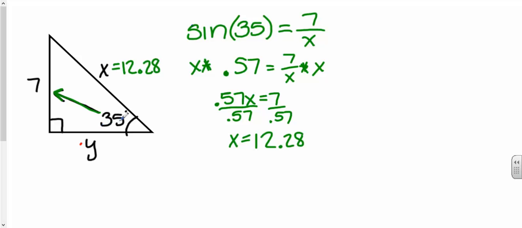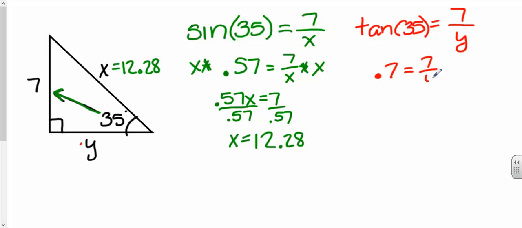I still want to use the fact that the angle is 35 and that we have the opposite side. So I need the angle, the opposite, and the adjacent side. So that's tangent. So I have tangent of 35 equals opposite over adjacent, so 7 over y. Tangent of 35 is just a number. Calculator magic says it's about 0.7 equals 7 over y.